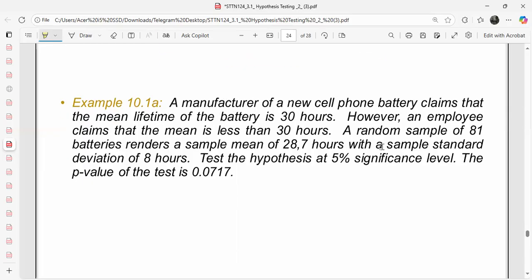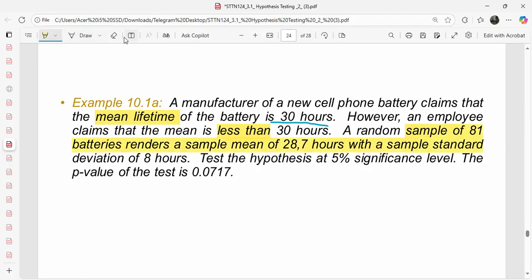A manufacturer of a new cell phone battery claims that the mean lifetime... So this is the population mean. We can now see that the population mean is equal to 30 here. Now check: however, an employee claims that the mean is less than 30. This "less than" tells you that under the alternative hypothesis, HA, you're going to say the population mean is less than 30, because they mentioned less than. Remember, this is under step 1, when you formulate the hypothesis.